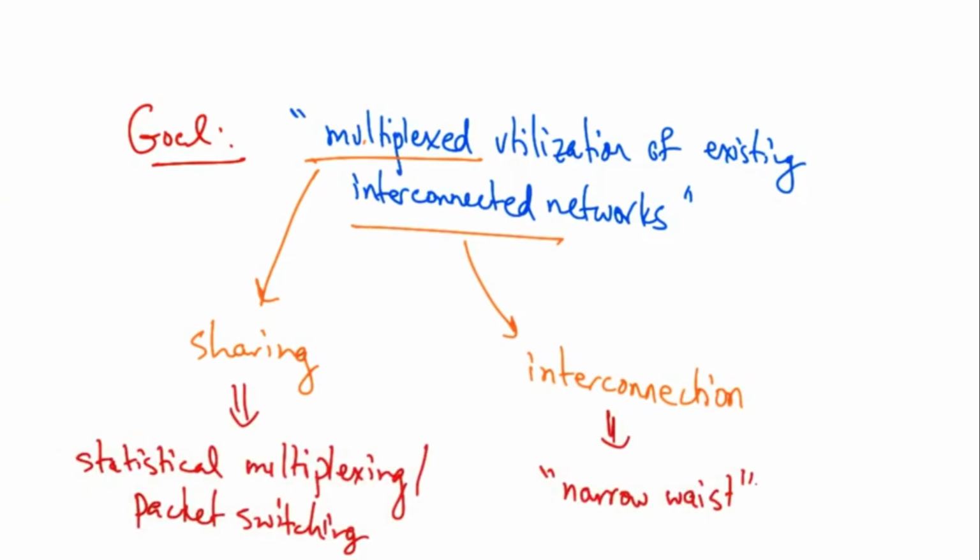These two subproblems had two very important solutions. Statistical multiplexing, or packet switching, was invented to solve the sharing problem, and the narrow waist was designed to solve the problem of interconnecting networks. Let's talk about each of these now in turn. We'll first talk about packet switching.